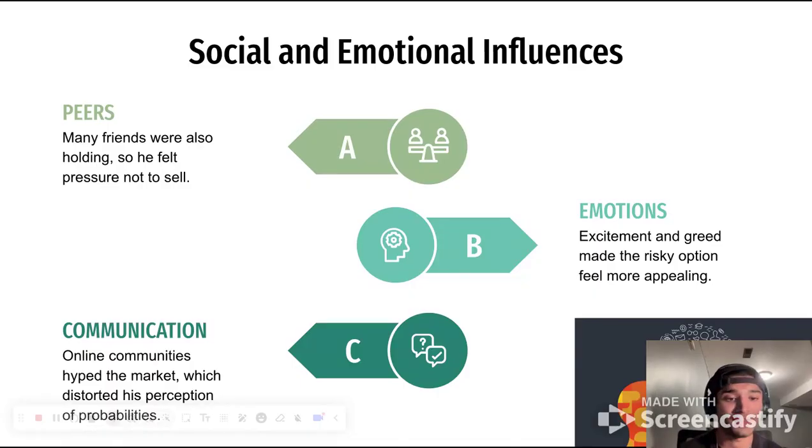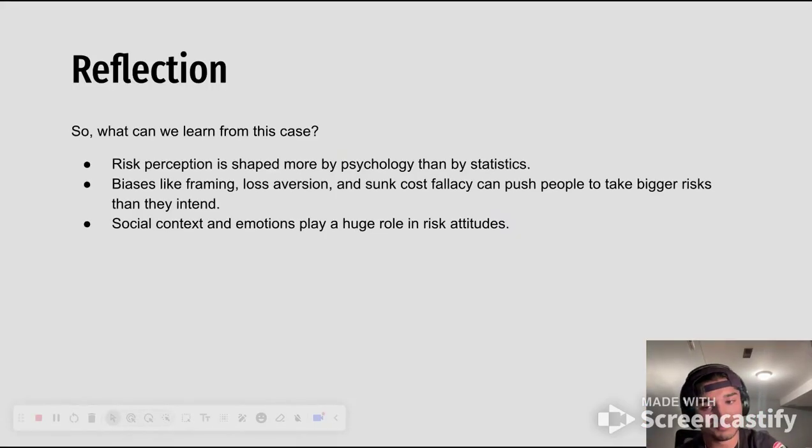Social and emotional factors also shaped his decisions. Peers: many friends were also holding, so he felt pressure not to sell. Emotions: excitement and greed made the risky option feel more appealing. And communication: online communities hyped the market, which distorted his perception of probabilities.